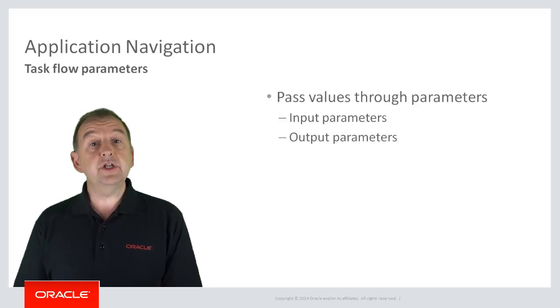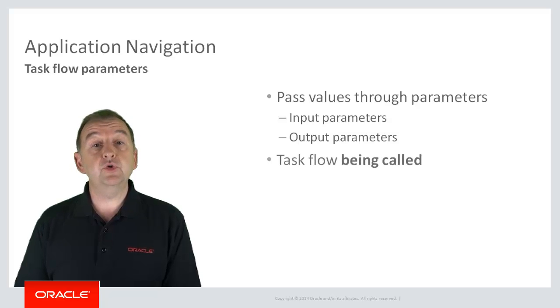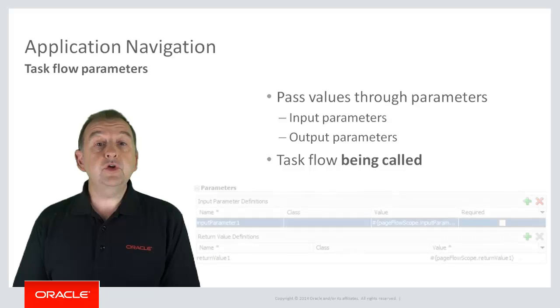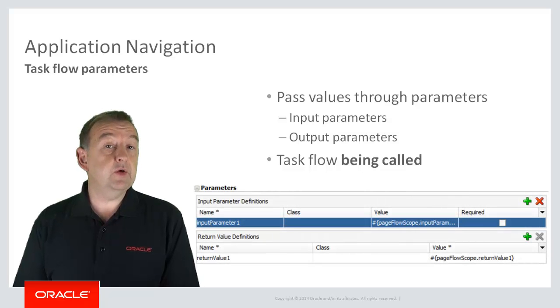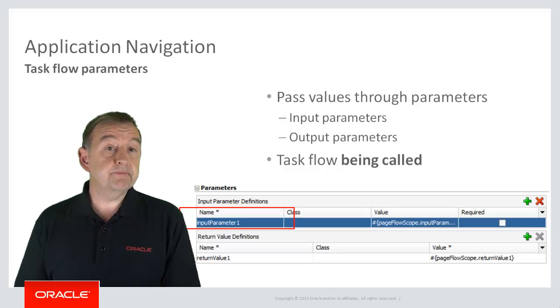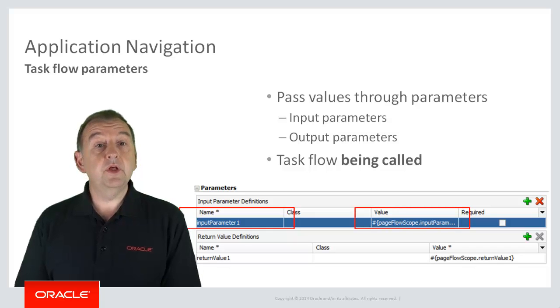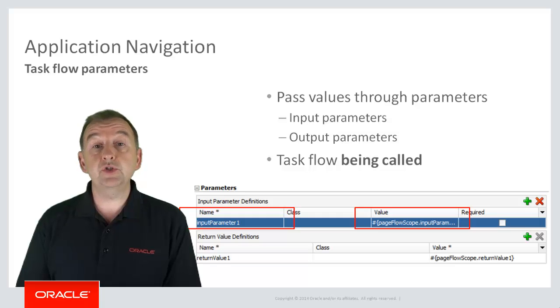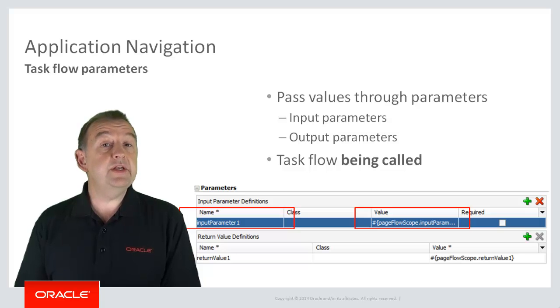Firstly, let's look at how you define the parameters on the task flow you want to call. If you look at the property palette for the task flow, you'll see I've defined one parameter called input parameter 1. This is the name of the parameter. There's then a field called value. Beware, this isn't the value you want to pass in. In fact, this is the local memory in which the input parameter will be stored whilst being used within the called task flow. Generally speaking, the name will be the same as the parameter name, but prefixed with page flow scope to show that it will live in memory for the duration of the task flow.